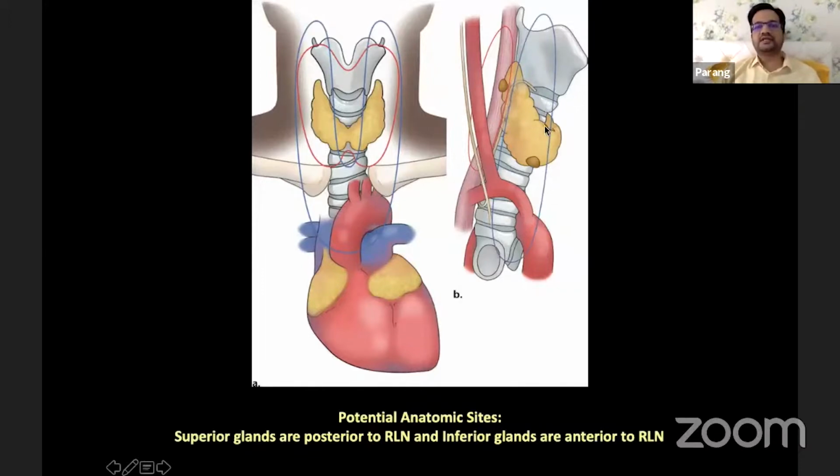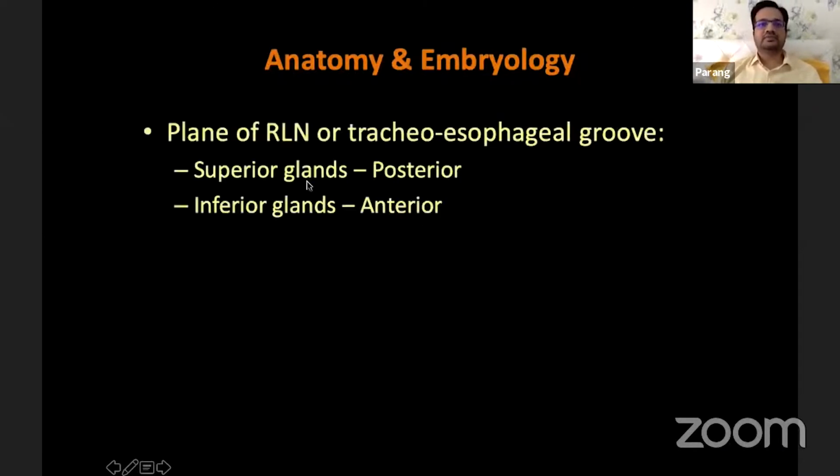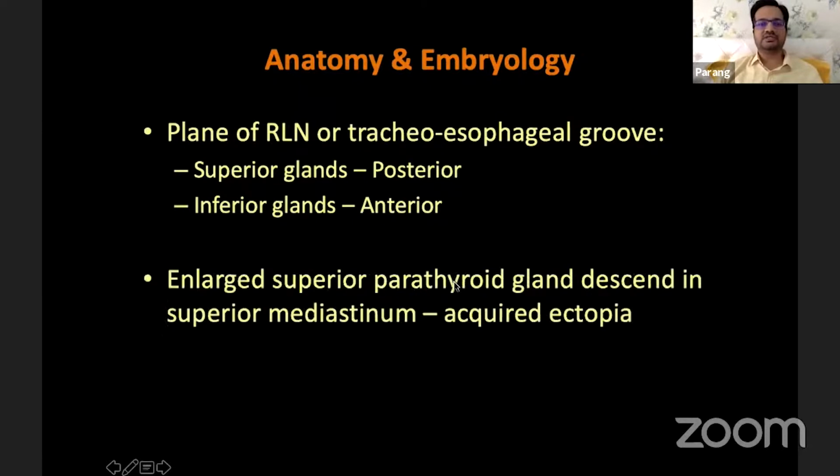But if you see the lateral view, you see one characteristic difference. This is the red for superior, which is always posterior to the recurrent laryngeal nerve, that is posterior to the tracheoesophageal groove, if you were to anatomically localize on a CT scan, while the inferior gland will be typically anterior. And this information will also sometimes help, especially when you are looking at a mediastinal lesion.